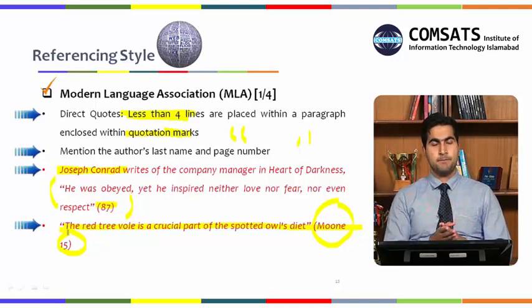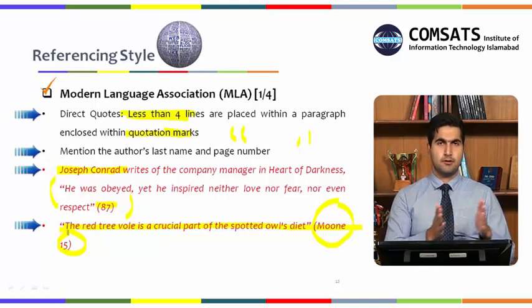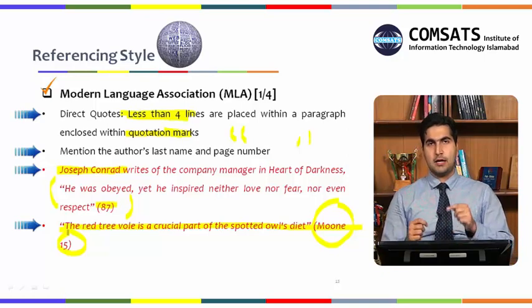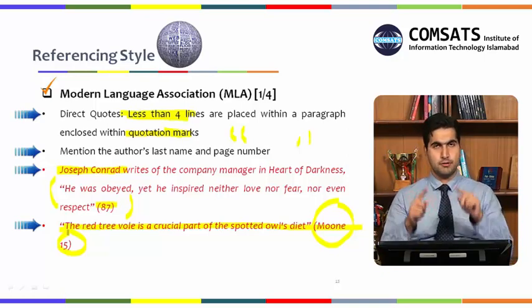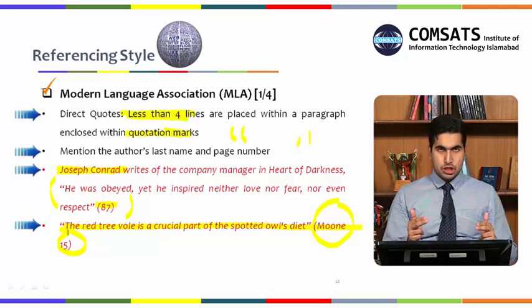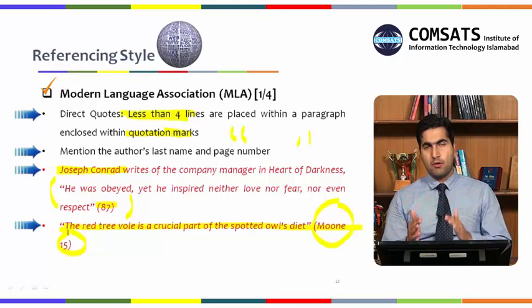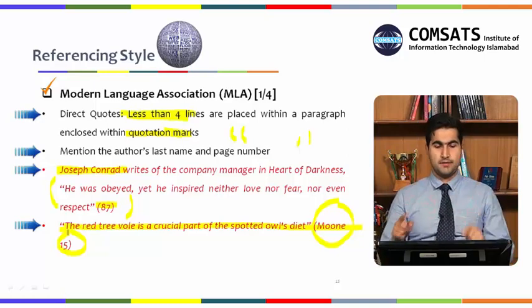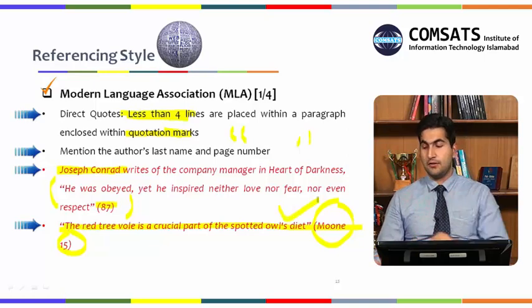The point here is that if you place the name of the author in the beginning with a signal phrase, then at the end you basically have to provide the page number or the year within parentheses. On the contrary, if you are providing the exact quote in the beginning within quotation marks, then you have to provide the author's name as well, alongside the page number or the year, within parentheses.